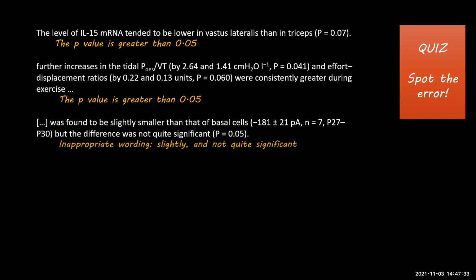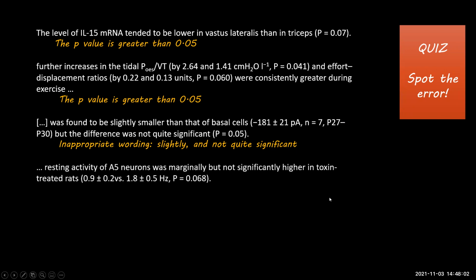Here it is inappropriate wording, quite exactly, "not quite significant." It's like somebody's desperate to get published and they have results, and if you see a p-value of 0.05, all you can do is cry and repeat your experiment with better methods or more accurate measurements. But you cannot report this as "not quite significant." It's just not scientific. What about this?